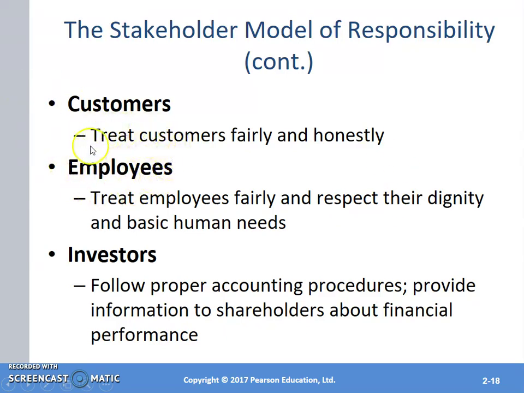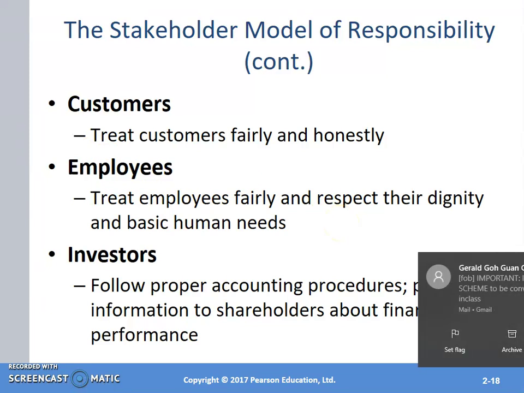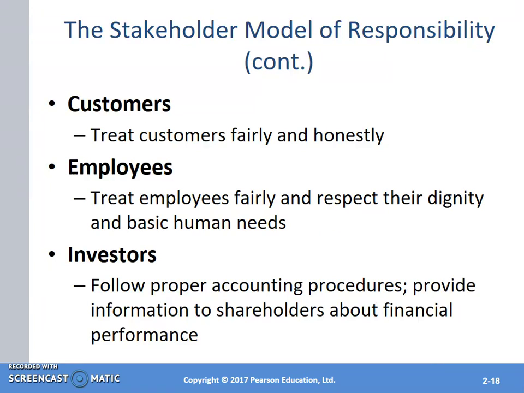The second entity is the employee, and the responsibility of the company is to treat the employees fairly and respect their dignity and basic human needs. That is how we fulfill the social responsibility to the employees.